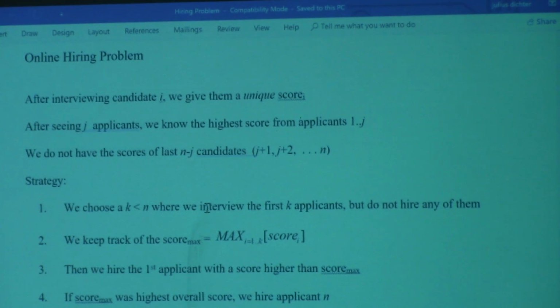So the highest score overall was score max, was the best. We didn't hire that person, we just hired the last person because we have no other choice. We keep looking for that better person, but we don't cross them. So you could see that if K is very small, for example, out of 20, if K is equal to 3, what's the probability the best person is in the first 3?